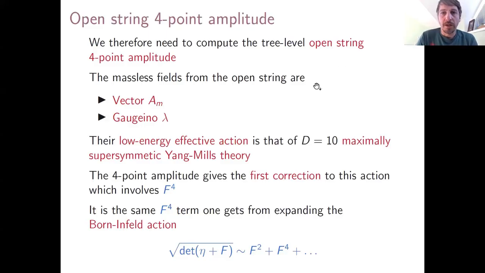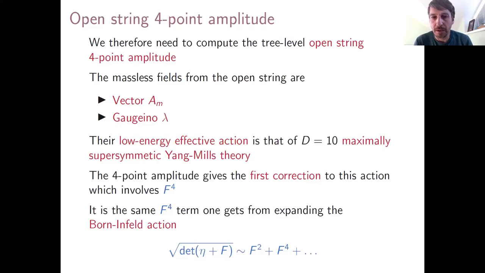So how do we do that? Well, first let's recall that the massless fields of the open string are a vector, A_M, and a gaugino, lambda. Their low energy effective action is precisely that of 10-dimensional maximally supersymmetric Yang-Mills theory. If you calculate the 4-point amplitude, that will give you the first correction to this low energy super Yang-Mills action. And it gives you a correction that involves the fourth power of F.